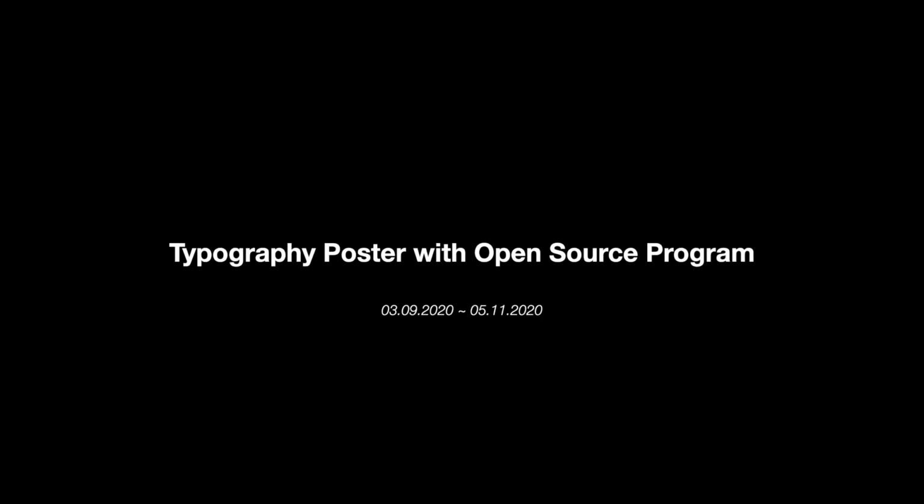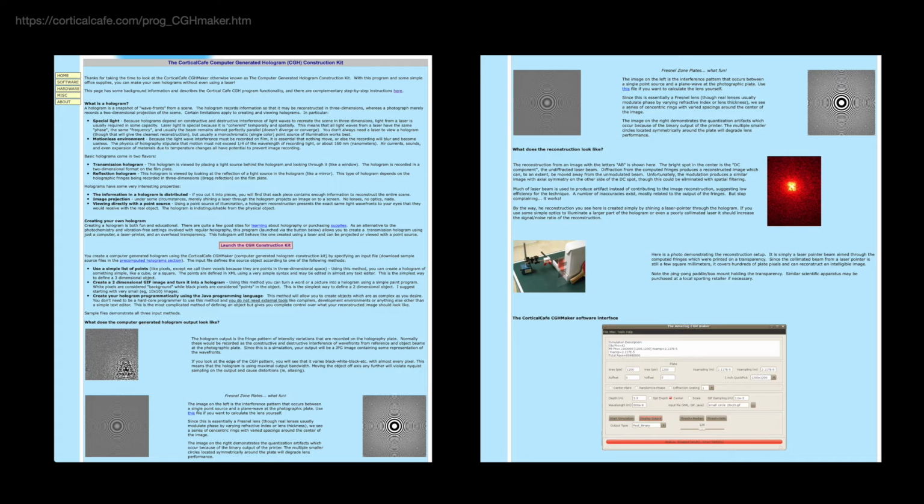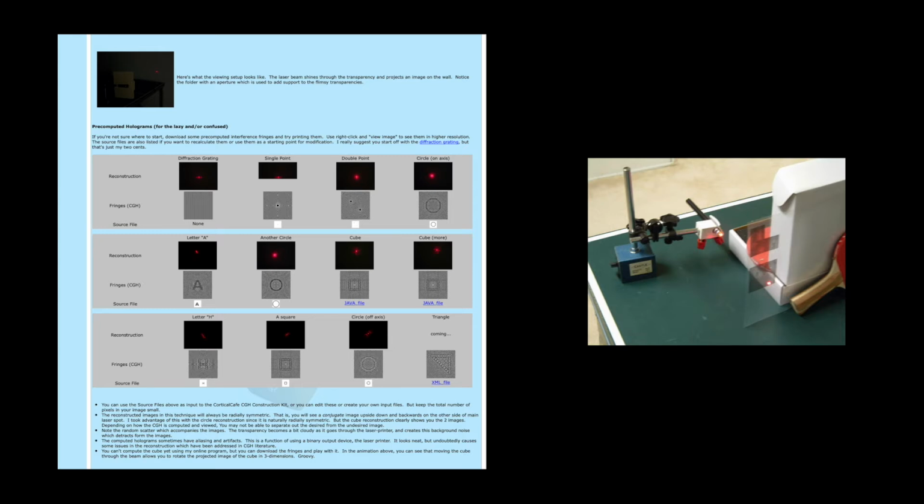And for the typography poster, for the open source program, I used this computer generated hologram, CGH Maker. This website shows how to convert an image with this program. And if you print the converted image on transparent paper and shoot the laser through it, then you could see the hologram image.